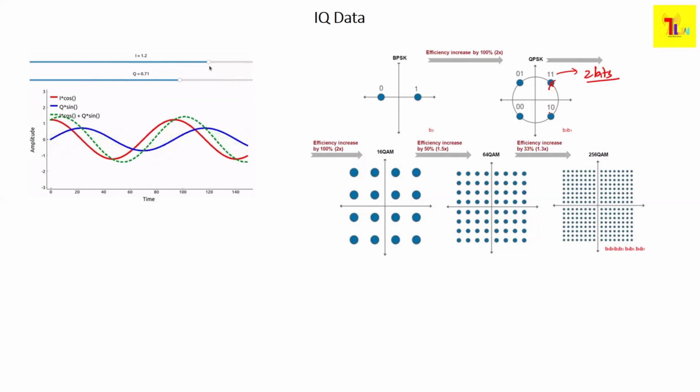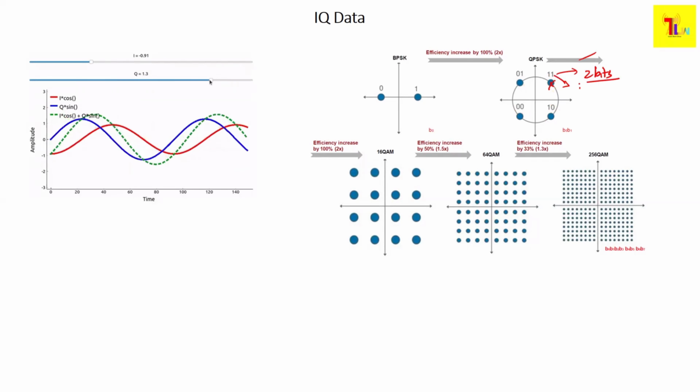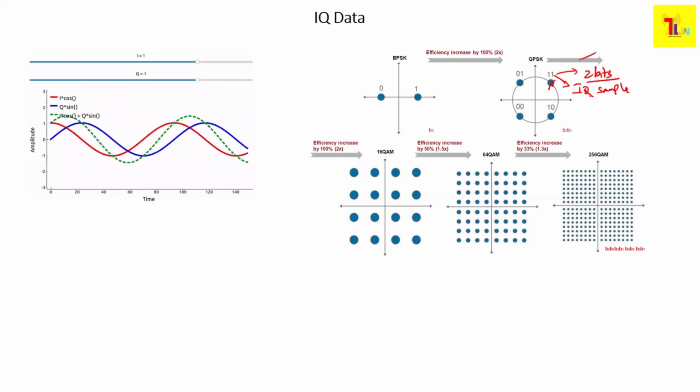Here also you see 11100100. This is for QPSK. So each of these is called an IQ sample. This will be represented in an IQ format as well. And similarly, BPSK, you'll have only 1 bit per symbol. That's why you have only either 0 or 1.